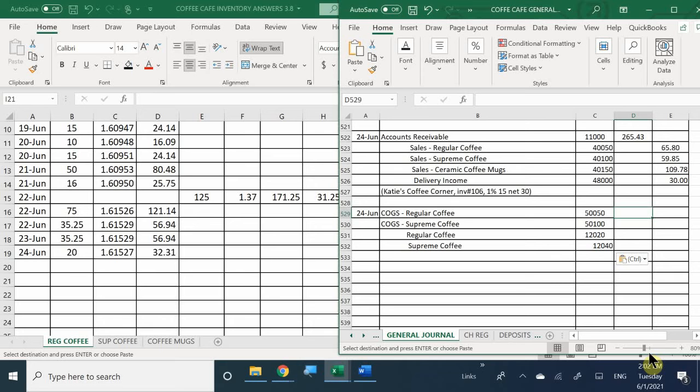So the regular coffee would be $32.31 debit. And the Supreme Coffee would be $27.60 debit. And then the regular coffee would be a credit of $32.31. And Supreme Coffee would be a credit of $27.60. Good.